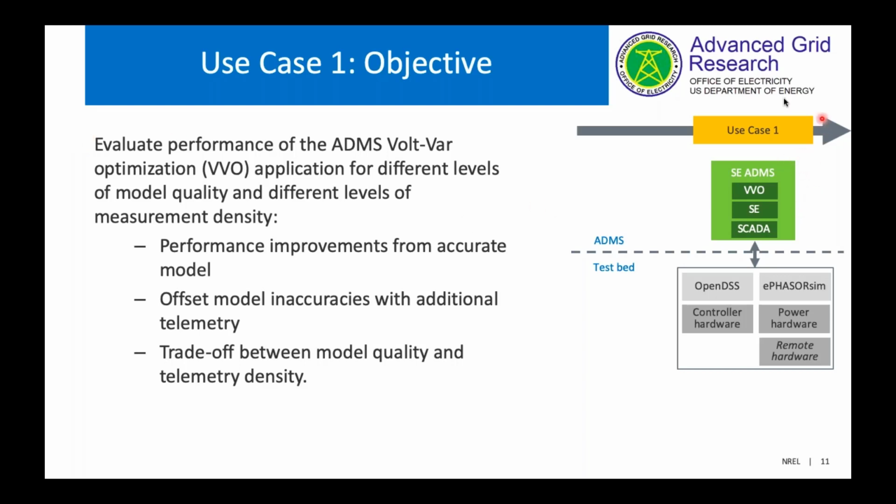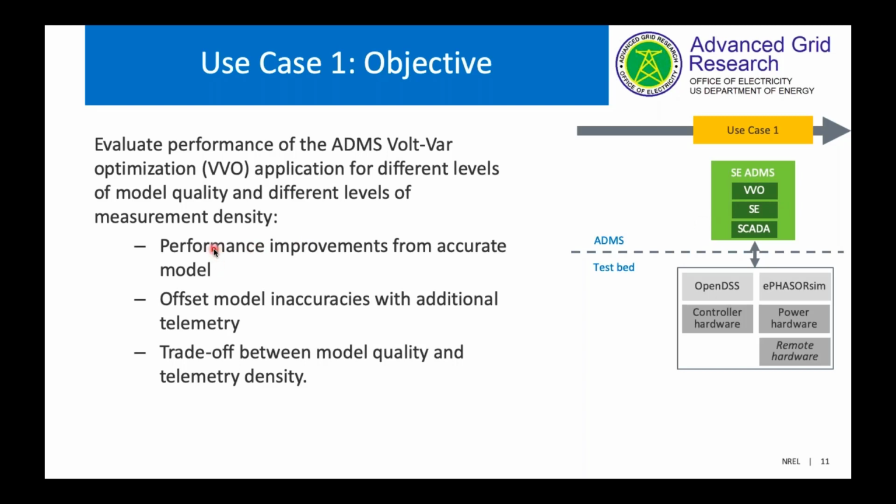So the ADMS, and here I have another very high-level representation of our test bed down here. Within the ADMS, there are several typical applications, SCADA and state estimation we use. And in this case, we really focus on the Volt-VAR optimization application. And this relies on a network model. So it is a network-based or network-aware optimization. And the question is, how sensitive is the performance of VVO to how accurate that model is within the ADMS?